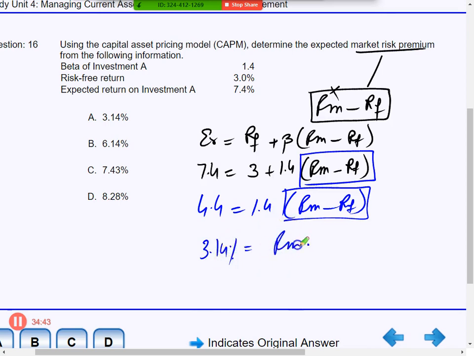and gives me 3.14%. And that is RM minus RF. Do not simplify it any further because we need exactly this arrangement, which represents the market risk premium, and it's A. A is the answer.